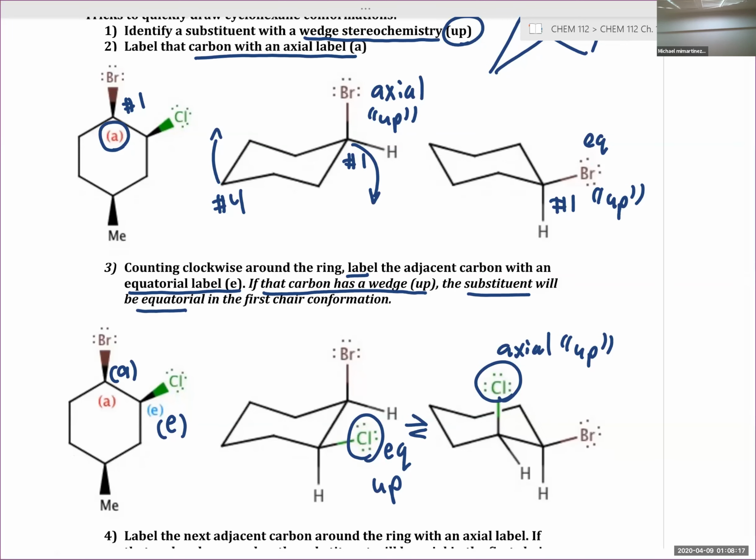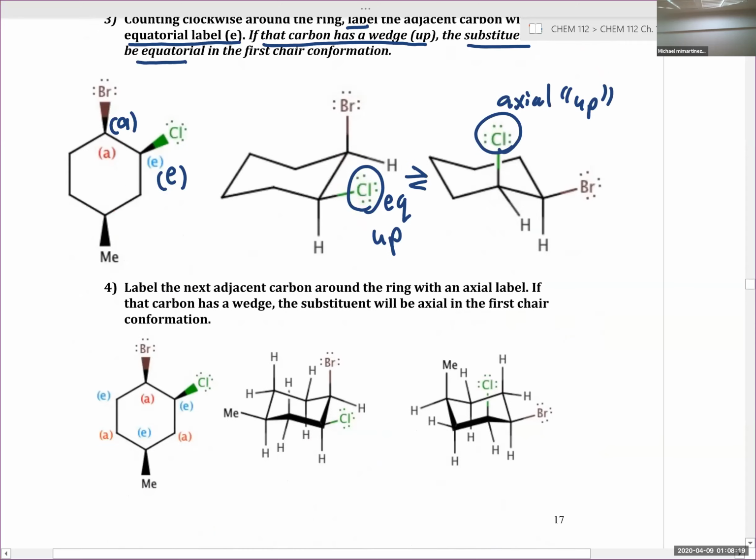Okay, let's keep going. Now, you're going to count around the ring and label the next adjacent carbon around the ring with an axial label. And if that carbon has a wedge, the substituent will be axial. So you're going to repeat axial, equatorial, axial, equatorial, axial, equatorial. So this labeling applies only if you see wedges, okay?